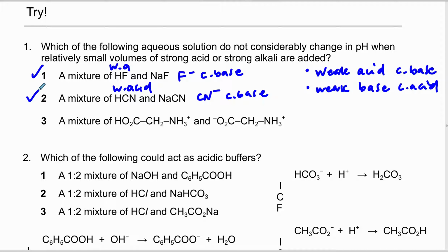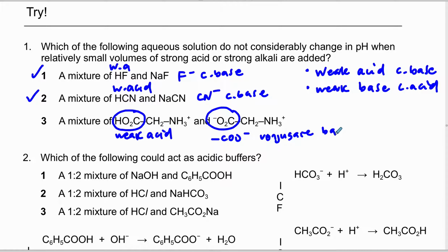And the third one, in fact COOH, this part here, this is a weak acid. Carboxylic acid is a weak acid. And over here, the COO minus, this is its conjugate base. So which means this will also be a buffer. Okay, let's look at the next question.